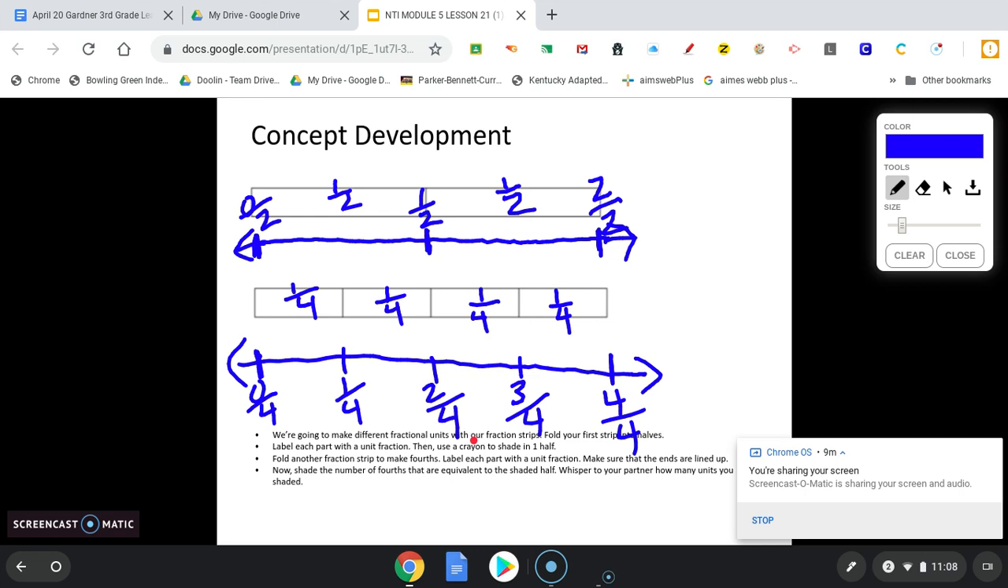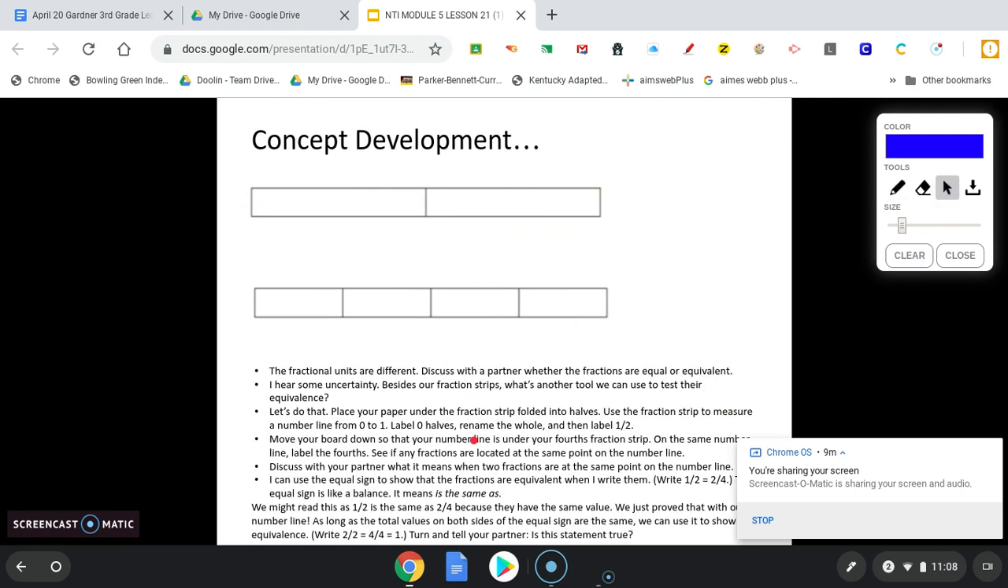Now, can you see that 1/2 is at the same point as 2/4 is on the number line? So the fraction 1/2 is equivalent or equal to 2/4. Okay? Good job. Keep up the good work. Let's keep going.